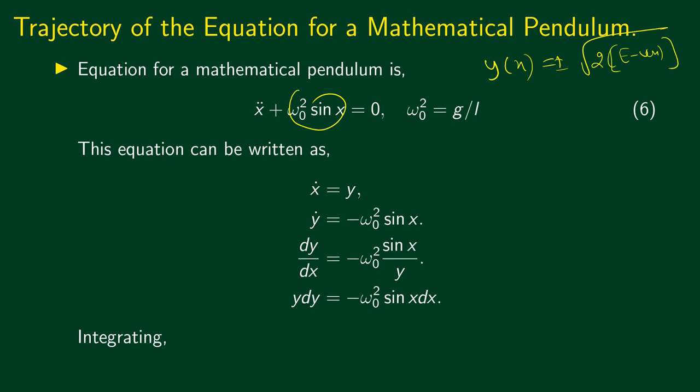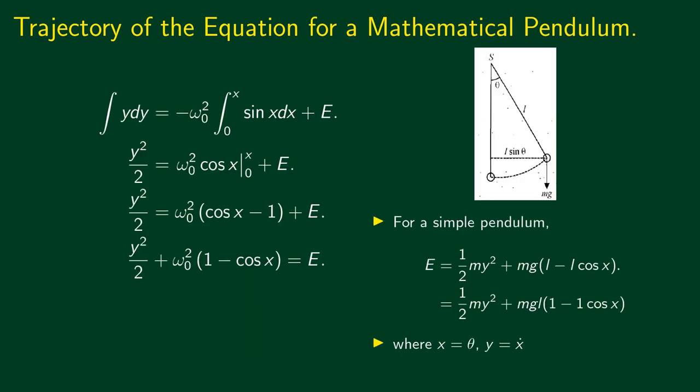Okay, I will explain it in detail here. Here we can write x dot is equal to y. So y dot is equal to minus omega 0 squared sin x. So this equation is equivalent to this set of equations. Now dy by dx is equal to minus omega 0 squared sin x divided by y. You just divide these things. So from here y dy is equal to minus omega 0 squared sin x dx. Now you can integrate on both sides to get y as a function of x.